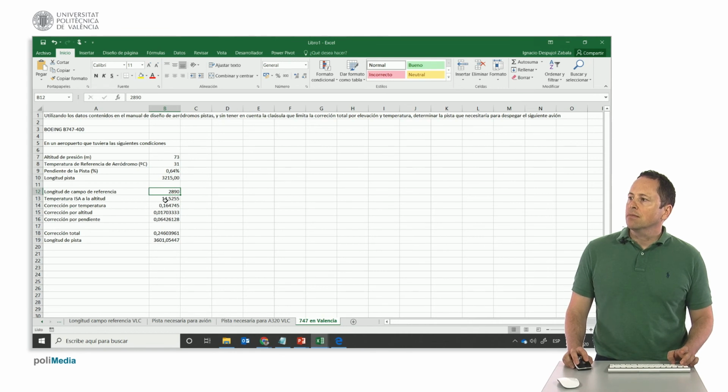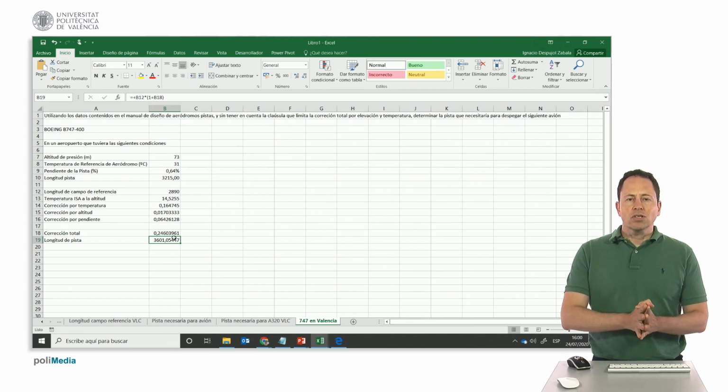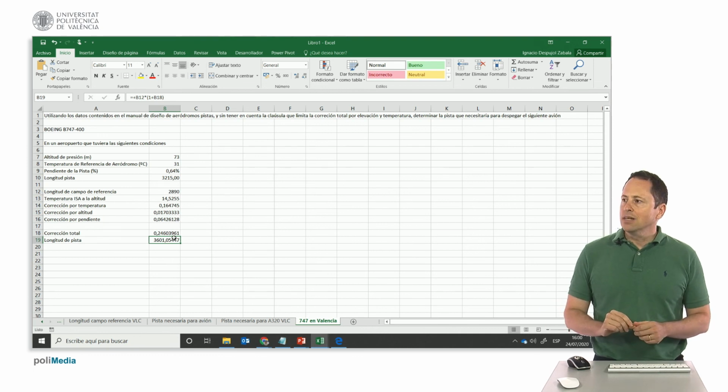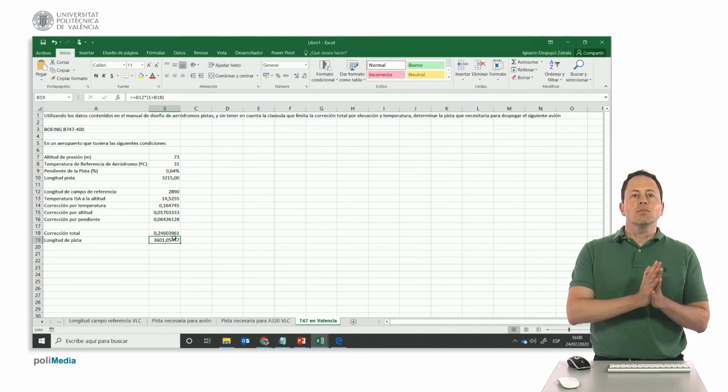The calculations are exactly the same, okay? Because the difference with the ISA, the temperature correction, by altitude and by slope, will not be the same, the total correction results in 3,601 meters, which implies that the design of the Valencia airport is not for a 747.